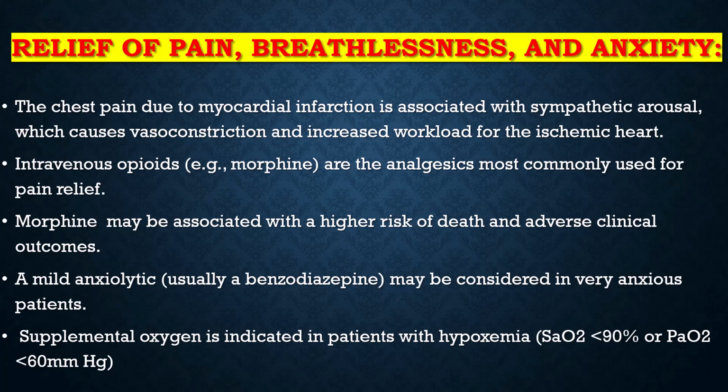Relief of pain. The chest pain due to myocardial infarction is associated with arousal, which causes vasoconstriction and increased workload for the ischemic heart. Intravenous opioids, for example morphine, are the analgesics most commonly used for pain relief. Morphine may be associated with the highest risk of death and adverse clinical outcomes. A mild anxiolytic, usually a benzodiazepine, may be considered in very anxious patients.